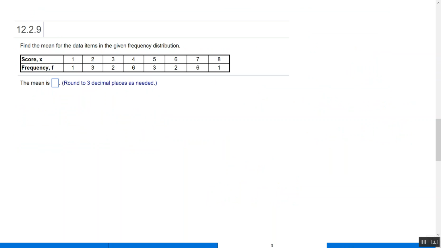Find the mean for the data items in the given frequency distribution. I'm going to actually find the mean, median, and mode for this one because it's a little bit different when we have a table with a frequency distribution as opposed to just listing out the data items.